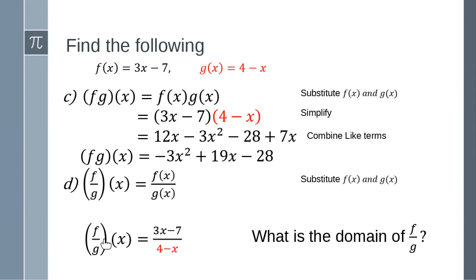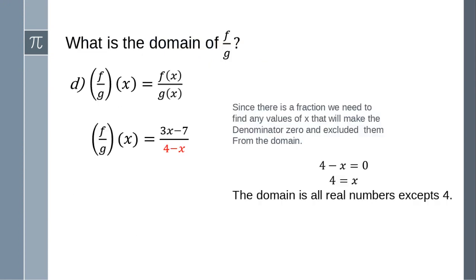Again, because we have a fraction, there's going to be a restriction. And we covered this. We never want the denominator ever to become 0. So we see here that if we ever put in the value 4 for x, we have 4 minus 4, which will give us 0. So the domain for f divided by g is all real numbers except for the value 4.